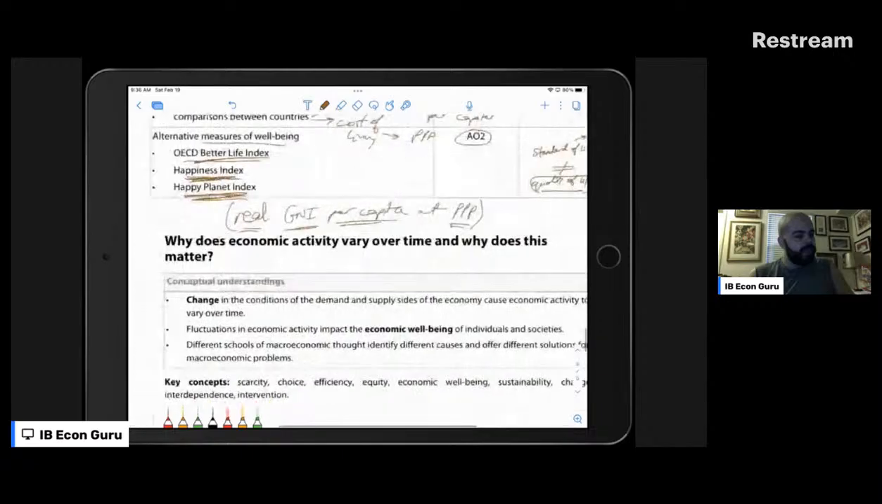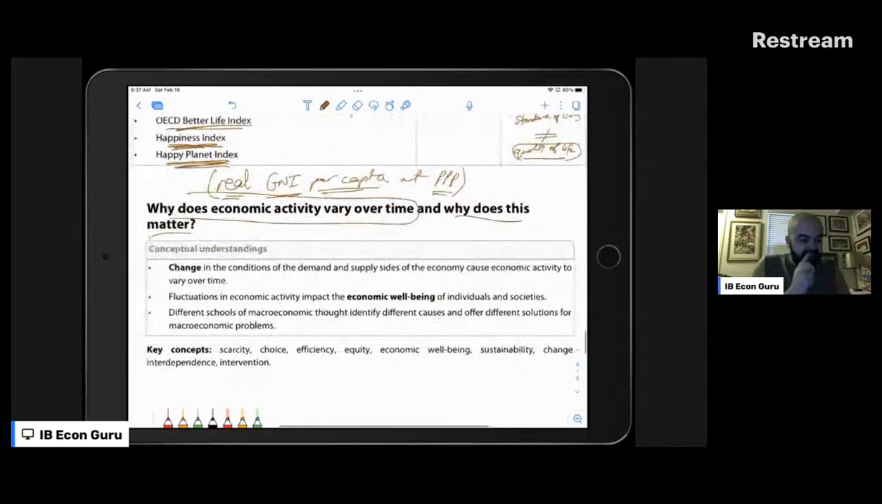And there you go. So this real-world issue is, why does economic activity vary over time, and why does this matter? And today we've just looked at how economic activity is measured. Next week, I'm going to review aggregate demand and aggregate supply, and changes in aggregate demand and aggregate supply. And we'll see why changes in aggregate demand and aggregate supply actually affect the economic well-being of people. Remember, changes in the conditions of demand and supply, here they're talking about aggregate demand and aggregate supply, cause economic activity to vary over time, okay? And these fluctuations in economic activity impact the economic well-being of people living in this economy as well as societies.